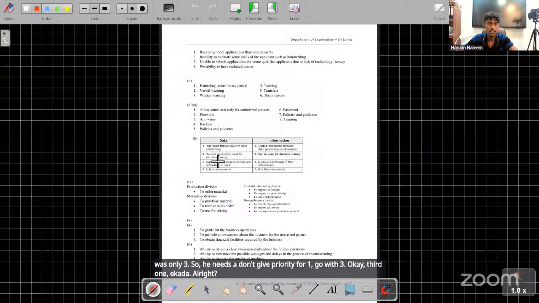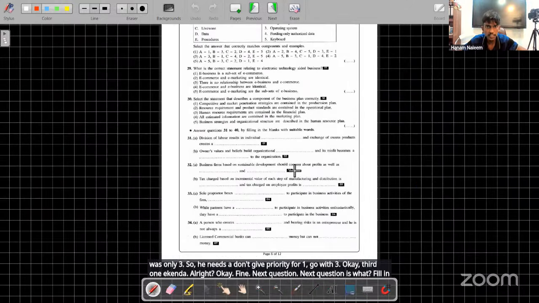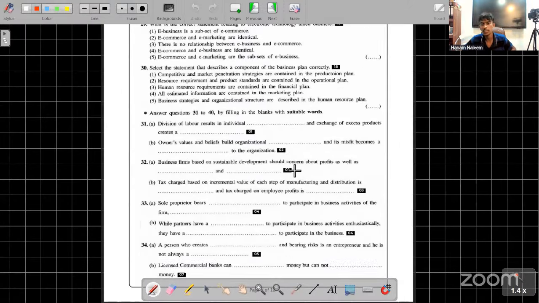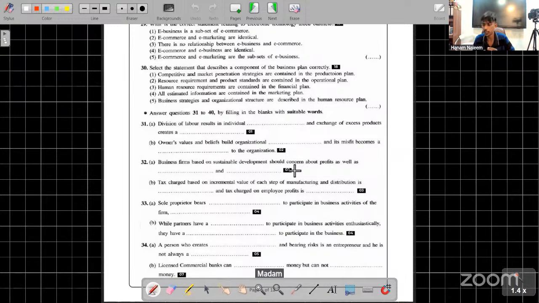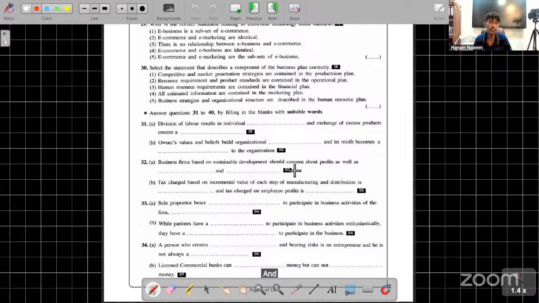Okay. Fine. Next question. Is there any fill in the blanks question? Yes, there is. Okay. What if you face this situation in the exam? A good question. So what do you do if you face a situation like this in your exam? Madam, can you give me 5 minutes? Why? I'll quickly call my BS and ask whether this question is correct. What you had to do, be smart.